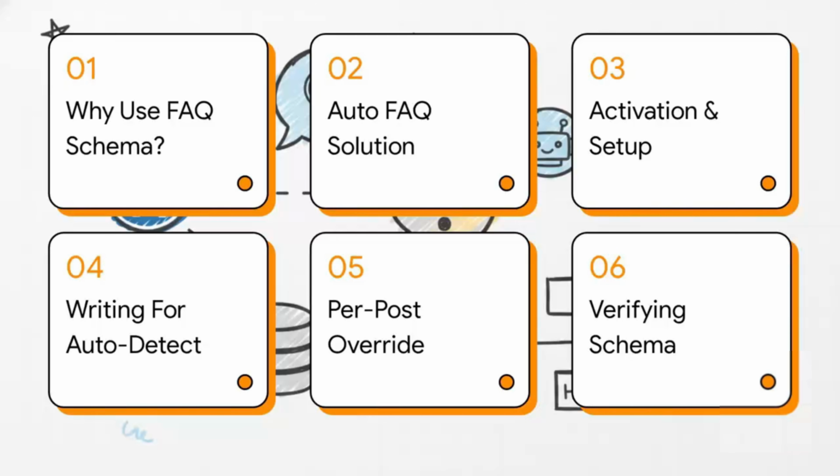So here's our roadmap for today. We're going to cover why you need this, the automated solution, getting set up, writing for auto detection, per post controls, and finally verifying that your code is actually working. Let's get right into it.